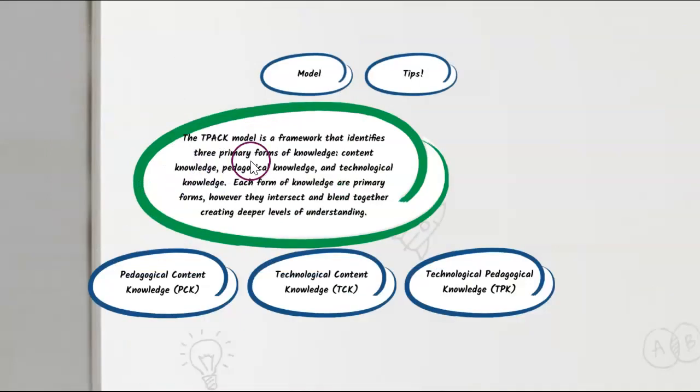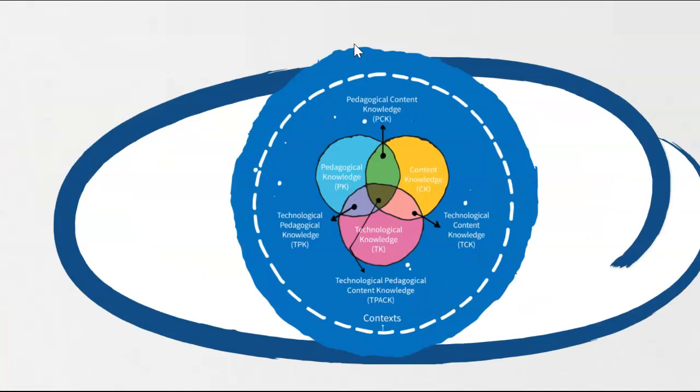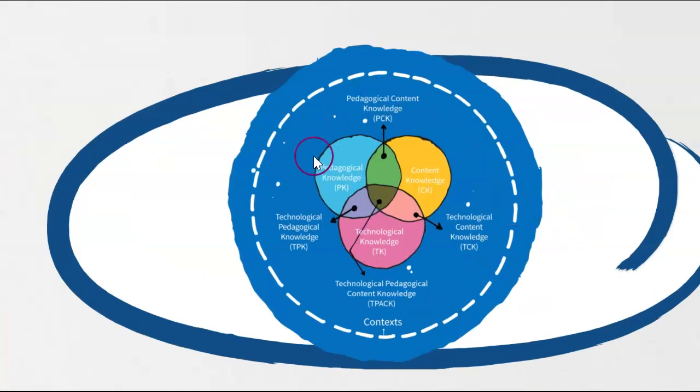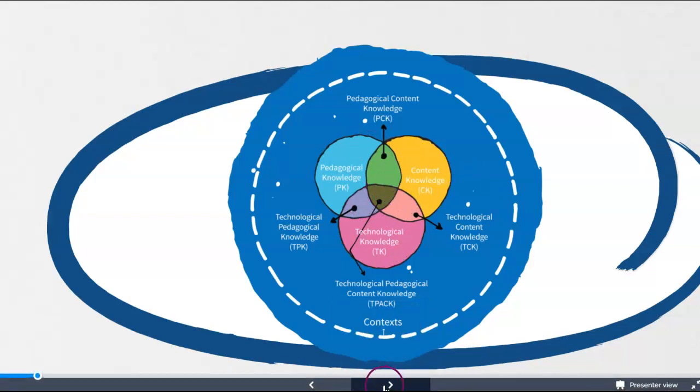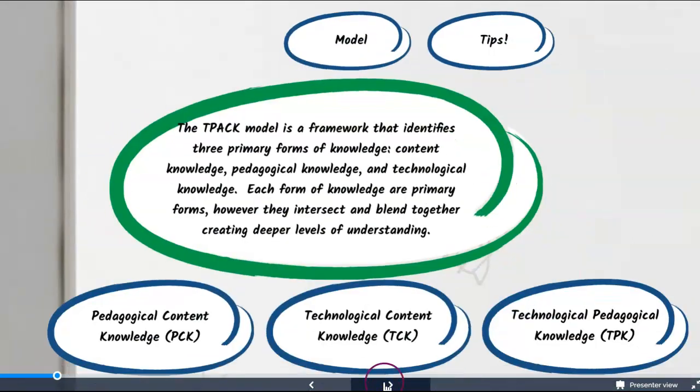What is the TPACK model? The TPACK model is a framework that identifies three primary forms of knowledge: content knowledge, pedagogical knowledge, and technological knowledge. Each form of knowledge is primary, however they intersect and blend together, creating deeper levels of understanding. I will briefly explain each.